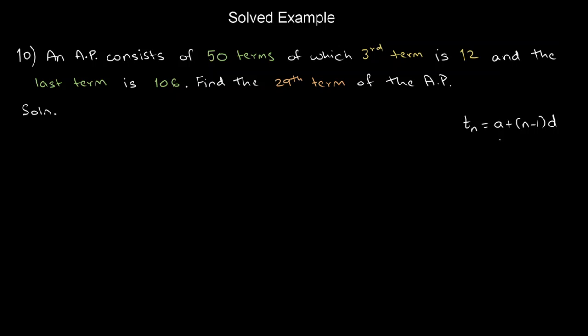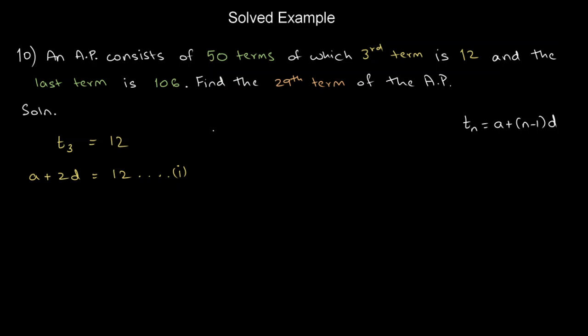Like in this question, we've not been given the values of a and d, so we cannot directly find the 29th term. So first, let's find the value of a and d. We've been given that the AP has 50 terms, the third term is 12, and the last term is 106. So T3 is equal to 12. T3 in terms of a and d can be written as a plus 2d, since n minus 1 is 3 minus 1, which is 2. So a plus 2d is equal to 12. This will be my first equation in a and d.